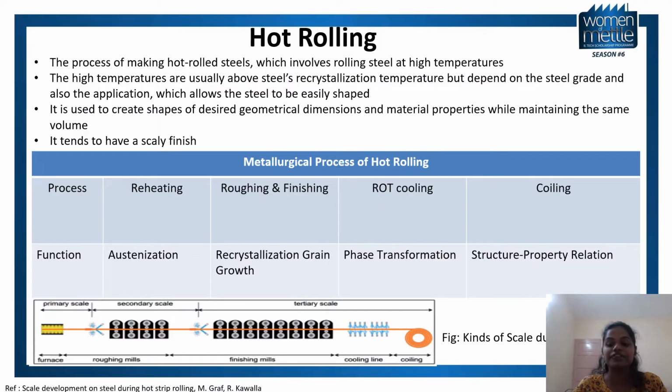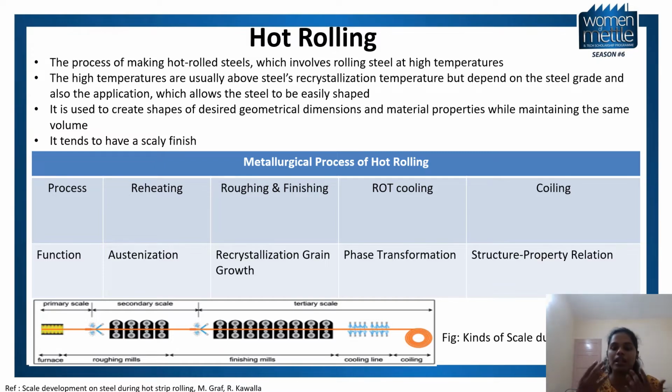Moving ahead, the very first point, what exactly is hot rolling? Hot rolling is the process that involves the rolling of steel at very high temperatures. The high temperatures are usually above the recrystallization temperature of the steel, but it depends on steel grade or the application which they are used in. Mostly they are above the recrystallization temperature.